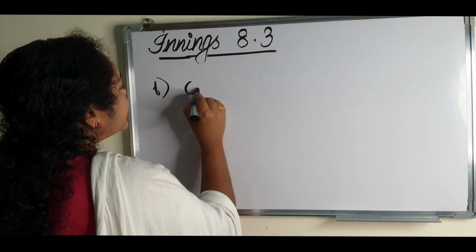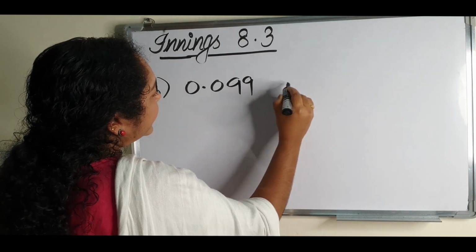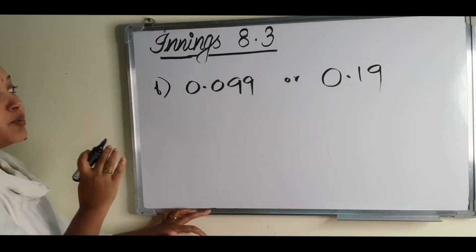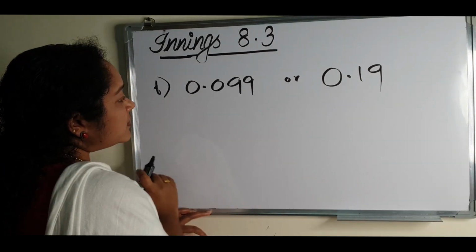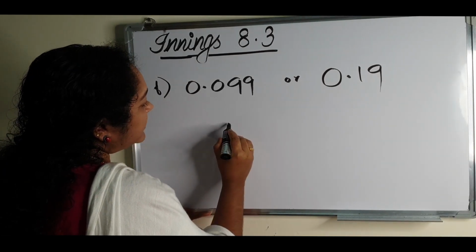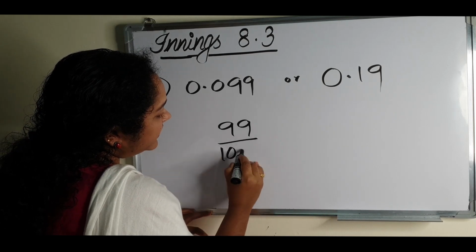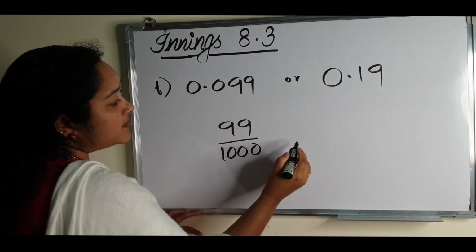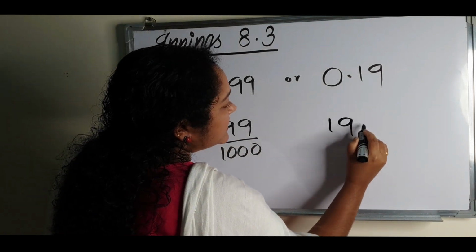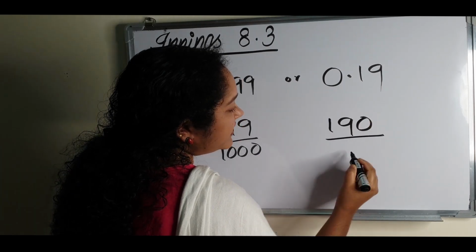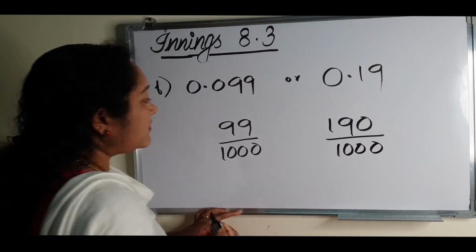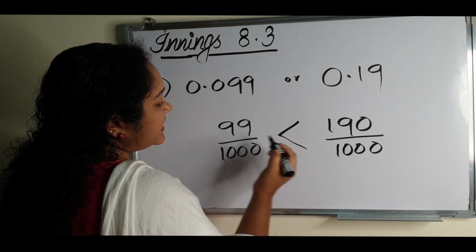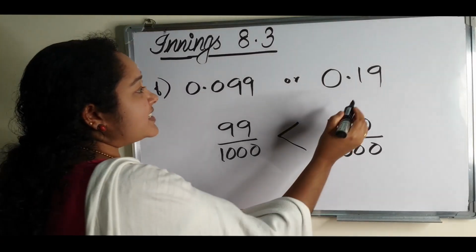Next question is 0.099 or 0.19. The whole part of both decimals is equal, or 0. So we compare the fractional part. That means 99 by 1000, because the place value of the fractional part is 1000. The next one is 190 by 1000. 190 by 1000 is greater than 99 by 1000. So the answer is 0.19.